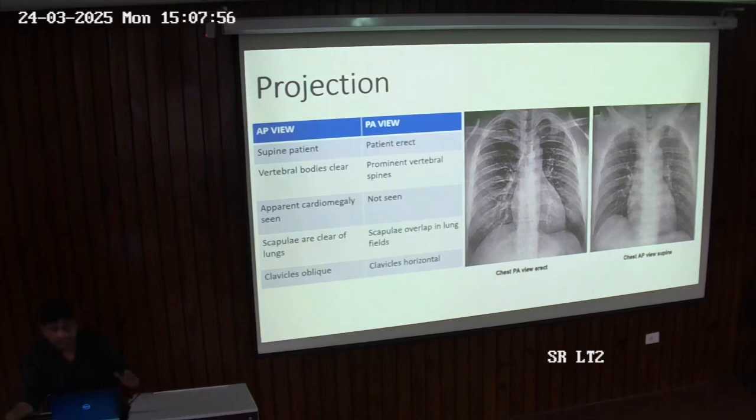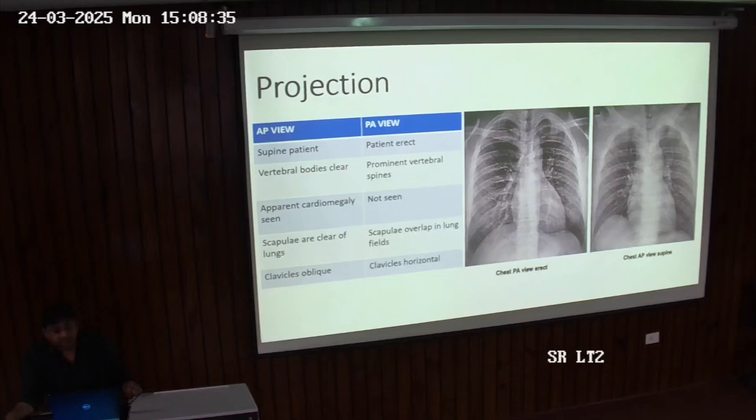How will you identify the projection, PA view or AP view? The X-ray beam passes either anterior to posterior or posterior to anterior. The AP or PA view is usually written on the X-ray film. The AP view is always in the supine posture. The vertebral body is clear in that X-ray, the scapula is prominent, there is apparent cardiomegaly, and the clavicle is oblique. AP view is for the bony structures, and PA view is for the parenchymal tissue, blood vessels, or the bronchus.